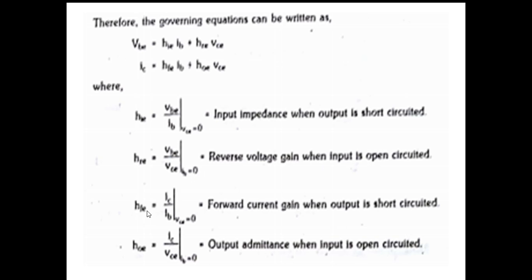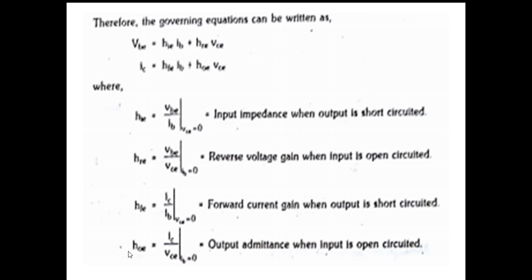Next, the third parameter, HFE. F stands for forward current gain when the output is short circuited. When the output is short circuited, output voltage becomes zero. VCE is equal to zero. So when VCE is equal to zero, HFE is equal to IC by IB, where IC is the output current, IB is the input current. The ratio of output current to the input current is nothing but current gain. Therefore, it is forward current gain when the output is short circuited.